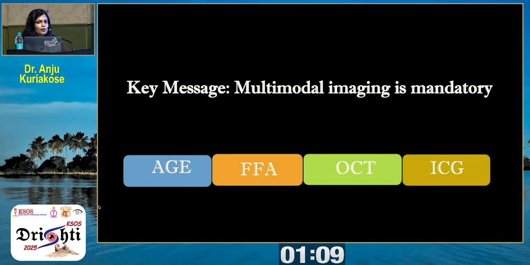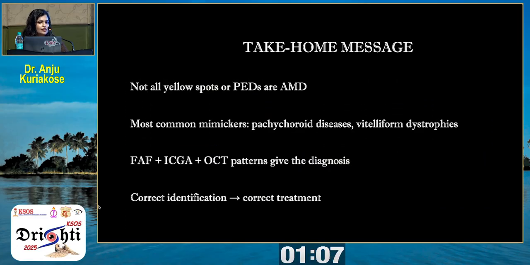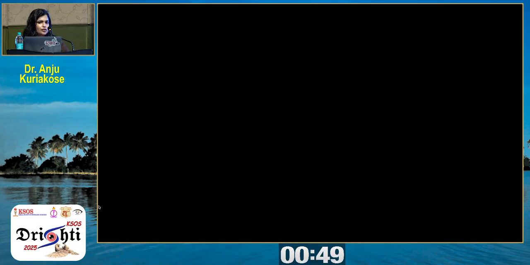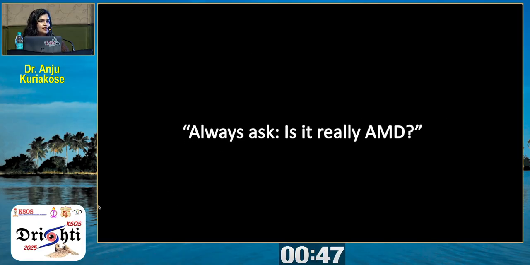So from this topic, multimodal imaging is mandatory. Take home messages: not all yellow spots or PEDs are AMD. Most common mimickers are pachychoroid disease and vitelliform dystrophies. FAF, ICGA and OCTA patterns give the diagnosis. Correct identification gives correct treatment. Now always ask, when we see a yellow lesion, is it really ARMD? Thank you.